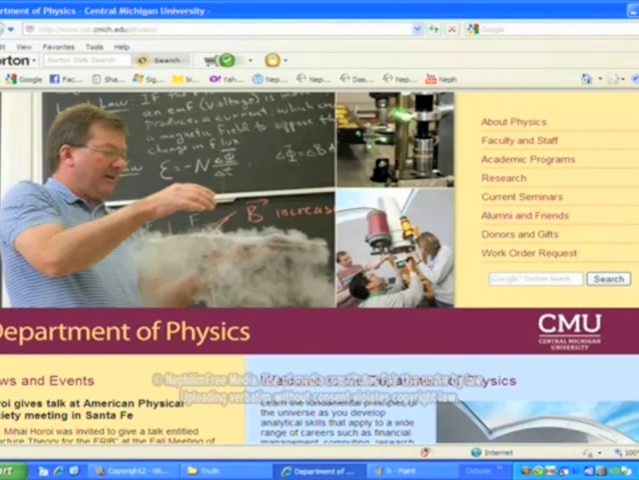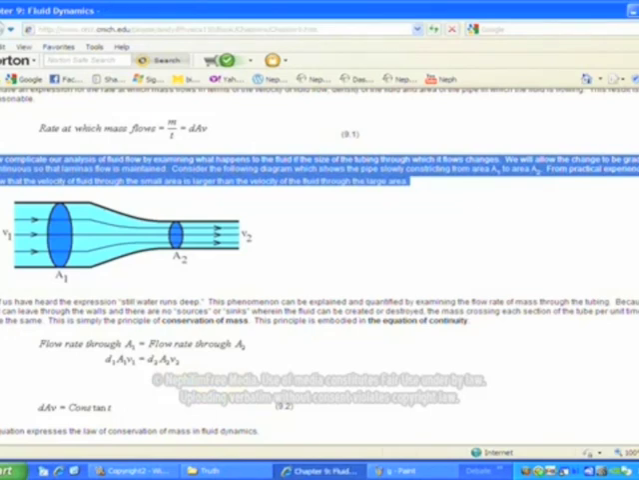Slug number 3 comes from Central Michigan University Department of Physics, which states, "Now we complicate our analysis of fluid flow by examining what happens to the fluid if the size of the tubing through which it flows changes. We will allow the change to be gradual and continuous so that the laminar flow is maintained. Consider the following diagram, which shows the pipe slowly constricts from area A to area A2. From practical experience, we know that the velocity of the fluid through the small area is larger than the velocity of the fluid through the large area."